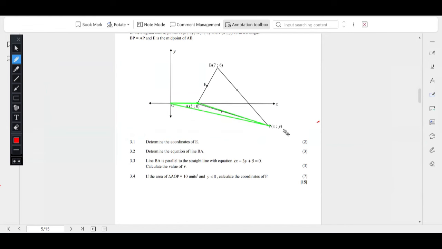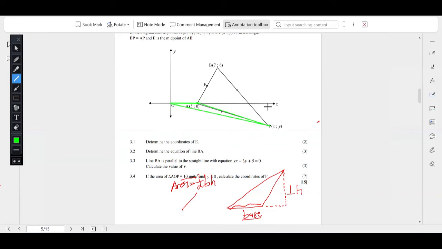Then, okay, this is triangle AOP. And from here, we are given that our area is 10 units. But then we can see that this is a weirdly shaped triangle. If we wanted to calculate the area here using our formula, area is equal to half base times height, because that's the formula for the area of a triangle, we would have to construct a perpendicular height, right? So this is the perpendicular height that we would use along with this base here. So it would be half base times the perpendicular height.